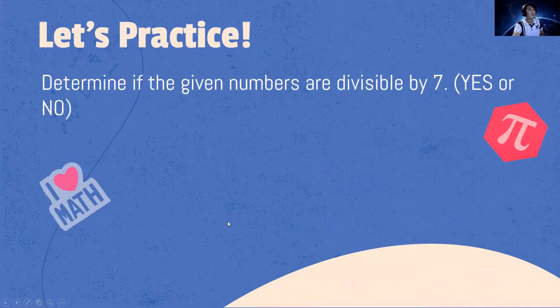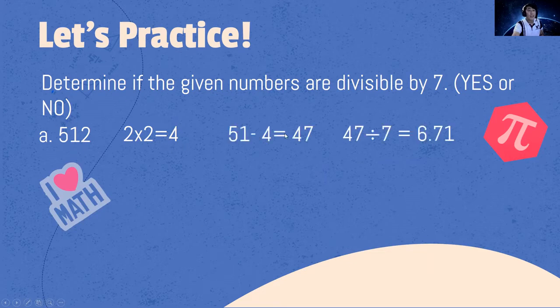Let's practice. Determine if the numbers are divisible by 7. 512. What is our general rule? Twice the last digit, that is 2 times 2 equals 4. Then we will subtract 4 from the remaining digits. That is 51 minus 4, that is 47. Then 47 divided by 7 is equal to 6.71. It is not exact. There is a remainder. That means 512 is not divisible by 7.